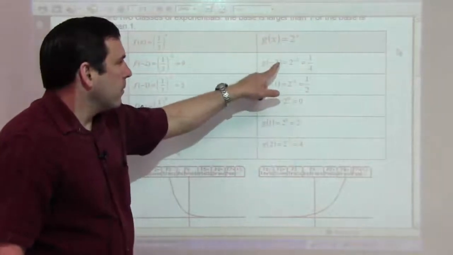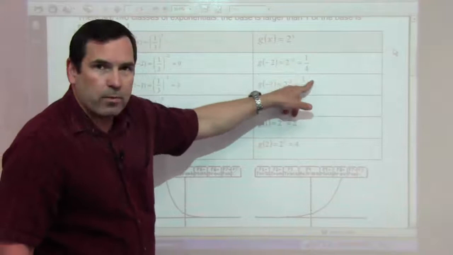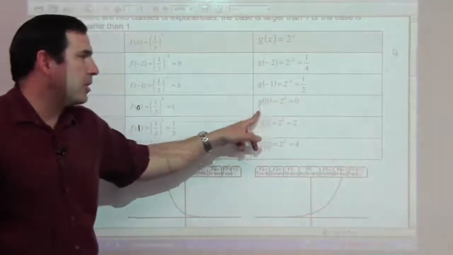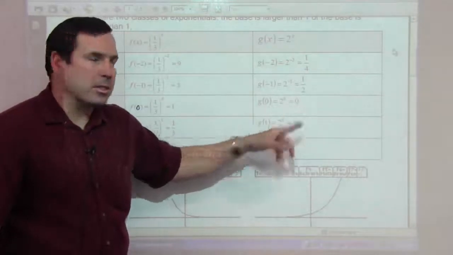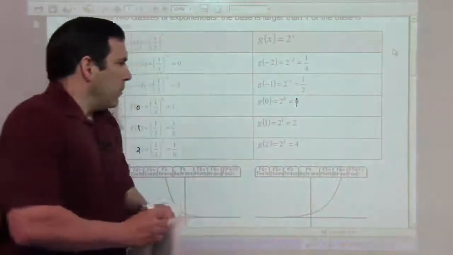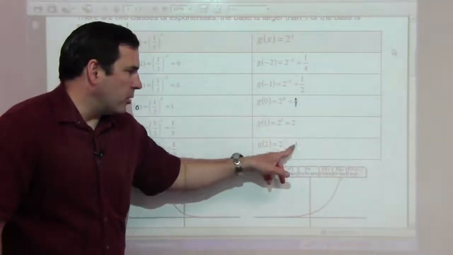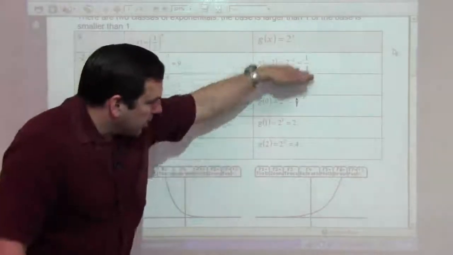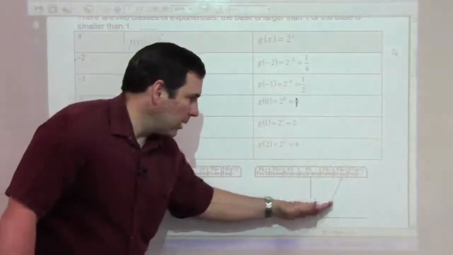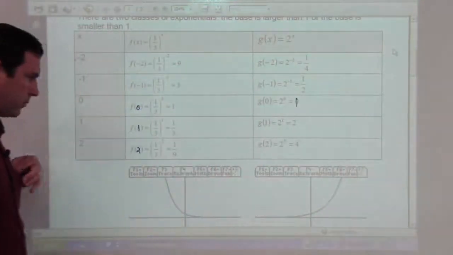The other side of this, g of x equals 2 to the x, where the base is bigger than 1. For g of negative 2, you have 2 to the negative 2, which is 1/4. G of negative 1, 2 to the negative 1, which is 1/2. G of 0, 2 to the 0, which is 1, not 0. G of 1, 2 to the 1 is 2, and g of 2, 2 to the 2 is 4. You see these are getting larger as x gets bigger, and this is a graph of the curve there. As x gets bigger, g of x gets larger.